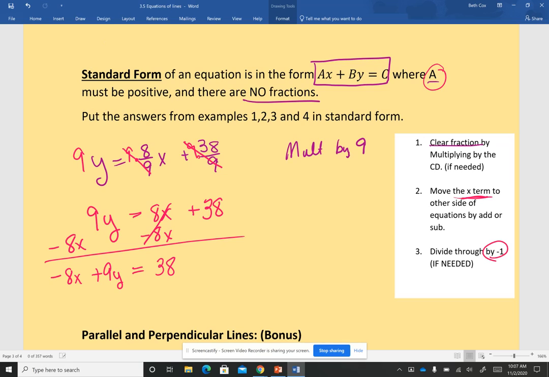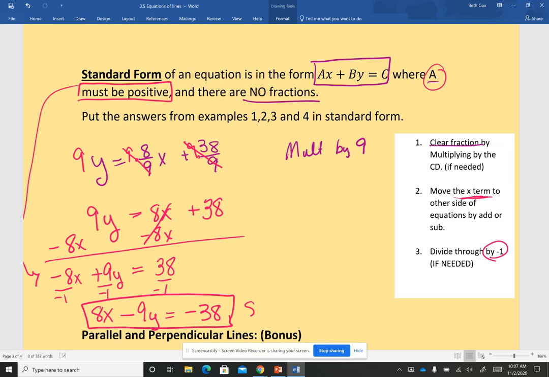Okay, so now I've got to divide everything through by -1 because it says a must be positive, and currently it's not. Now you might not have to do this last step, so just make sure you're aware. I might not have to do this last step where I have to change all the signs, and I get 8x minus 9y equal -38. This is standard form. Now, standard form is not on your test, but it may be on your homework. So I wanted to go over that with you.